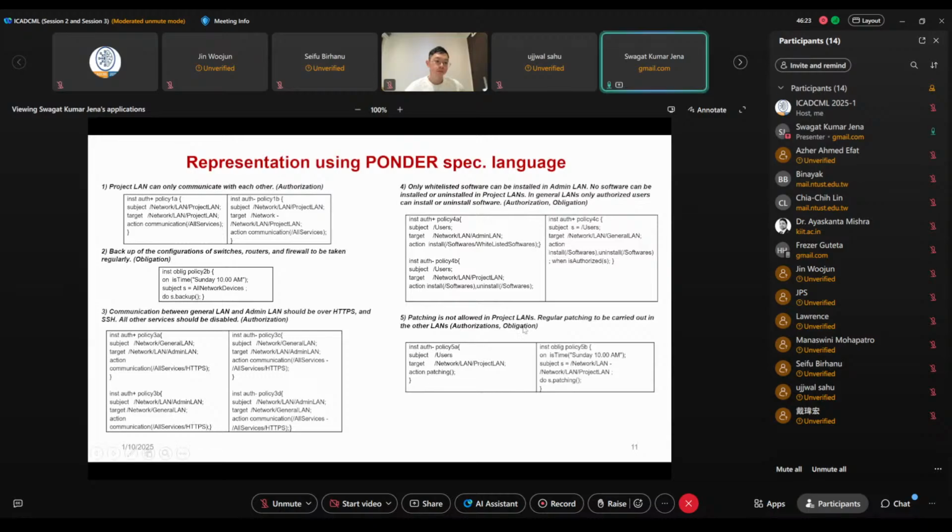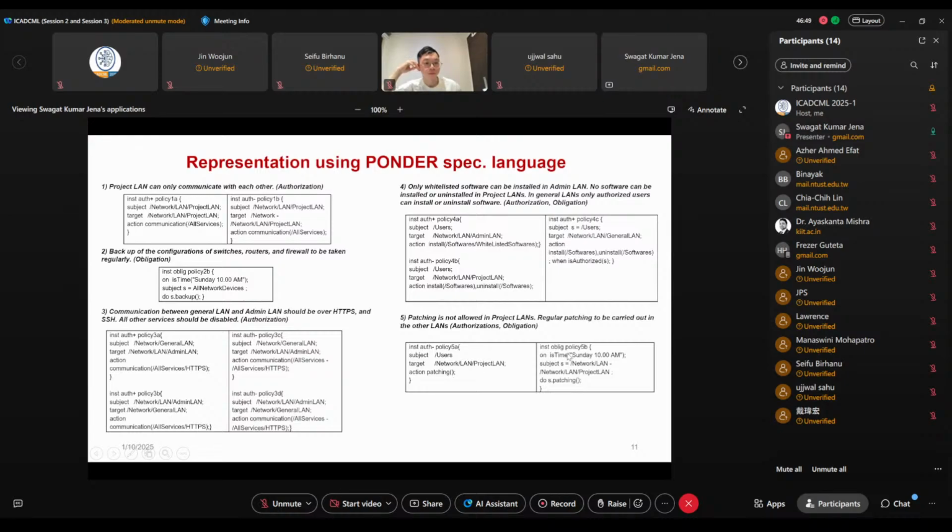And this is authorization and obligation. So it is authorization minus and obligation. One part of the policy is authorization, another part of the policy is obligation. Here you are saying that patching is not allowed in the project LAN. However, regular patching is to be carried out in other LANs. So for users in the project LAN, patching is not allowed. Basically, it is saying that.